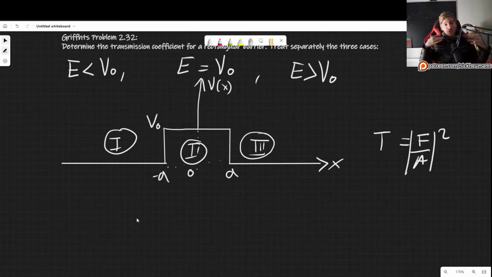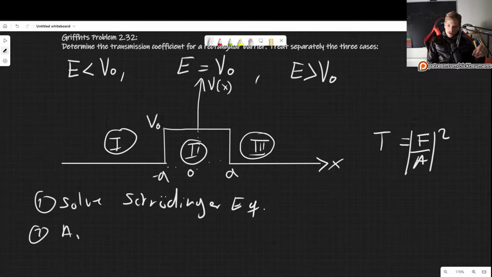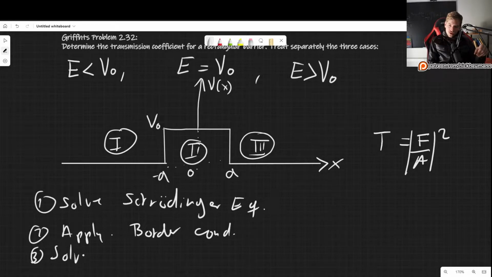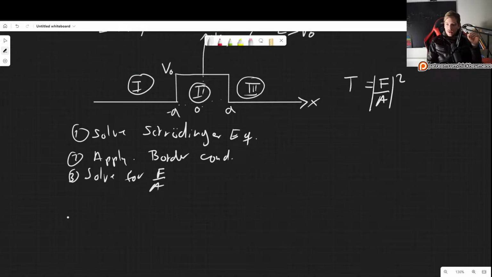We need to solve the Schrödinger equation for all three regions. Then we will, actually let me write it down. So step one, solve the Schrödinger equation for all three regions. Then we apply boundary conditions. And then we solve for F over A. And that's it. That is what we have to do in this problem. It might look very scary, but this is the basis. Okay? Now let's build our wave function.